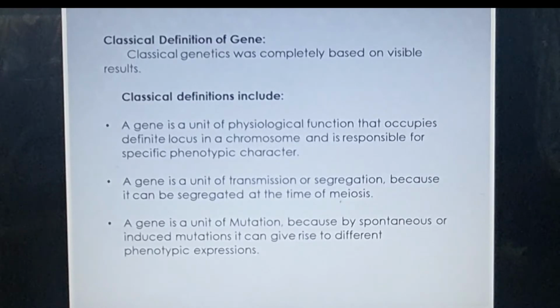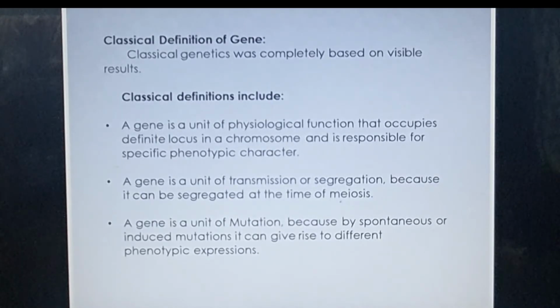Locus is the position, or we can say the address, of a particular gene on a chromosome. Genes are present in chromosomes, as you have seen earlier. So locus is the exact position where the gene is present. According to this point, a gene is a unit of physiological function. As we know, a gene is responsible for some function. It occupies a definite locus, meaning its locus is fixed on the chromosome, and is responsible for a particular phenotypic character. It is a phenotypic unit, so it will carry out a particular phenotypic character. This is the first criterion.